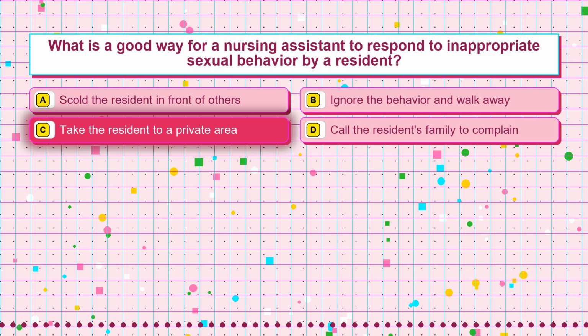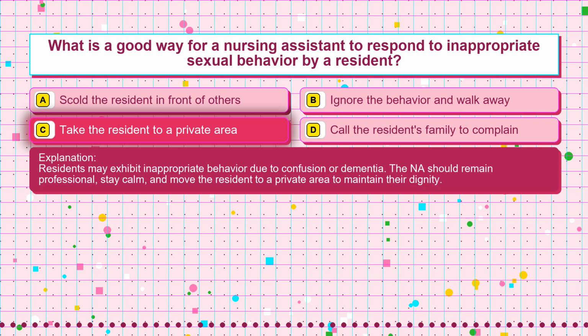The correct answer is option C, take the resident to a private area. Residents may exhibit inappropriate behavior due to confusion or dementia. The NA should remain professional, stay calm, and move the resident to a private area to maintain their dignity.